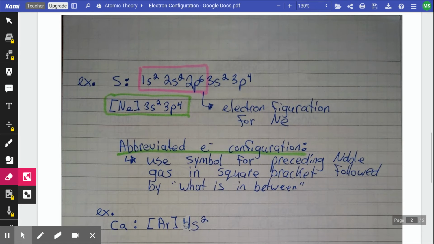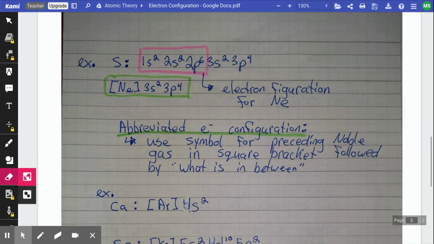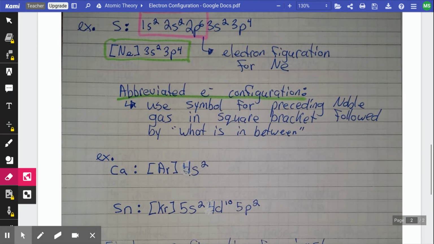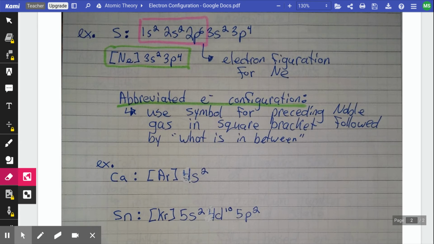And another example would be calcium and tin. I've just got a couple abbreviated electron configurations there for you.